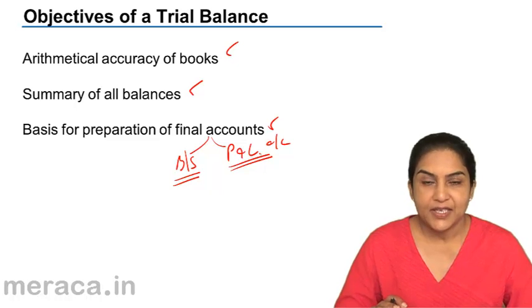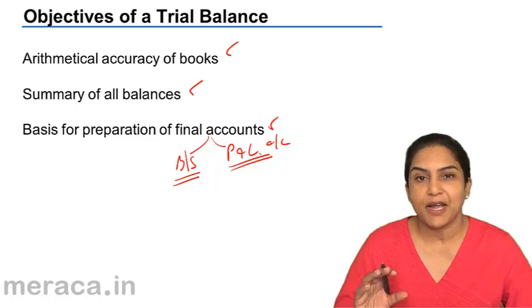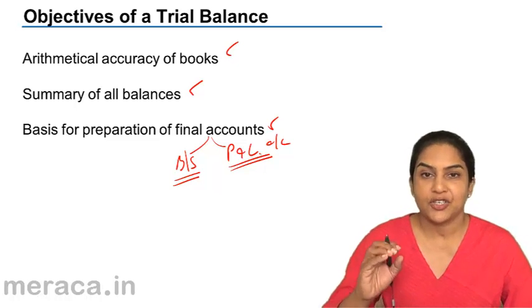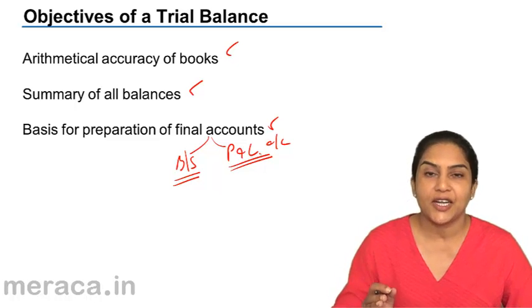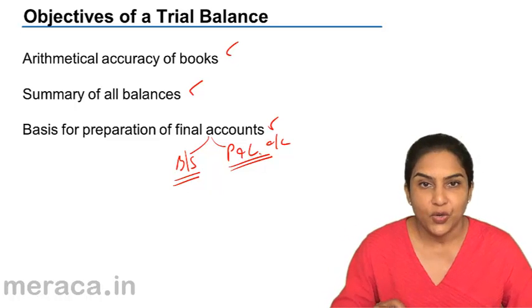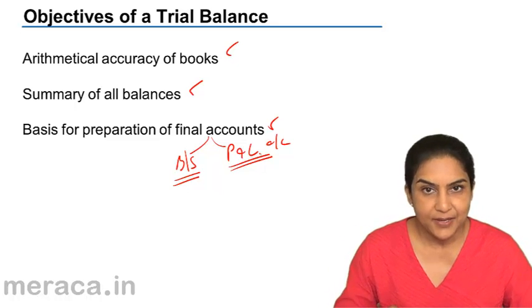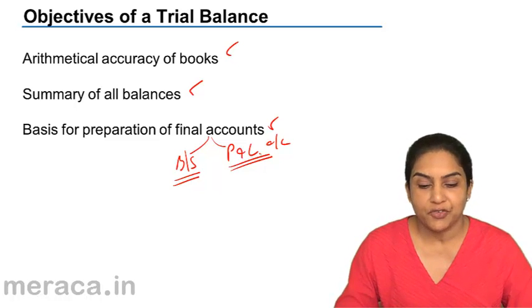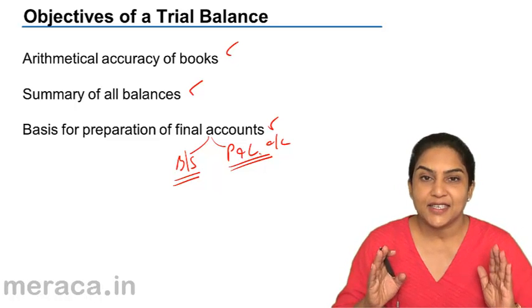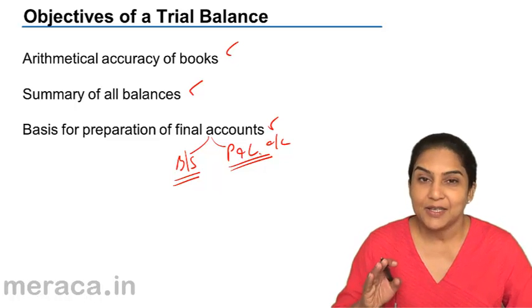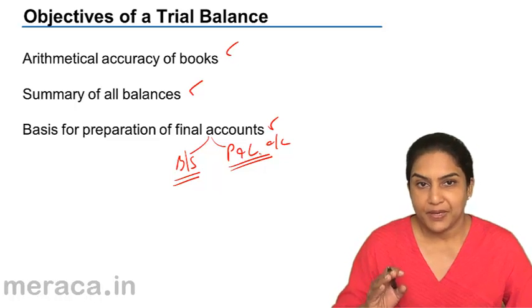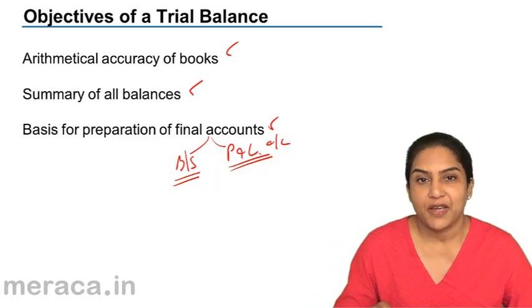So the trial balance ensures more or less some kind of accuracy. It reassures us that there is some kind of accuracy in the books when both sides tally. When it does not tally, we look for the errors and try to locate them till the trial balance agrees. So, one of the objectives of a trial balance is to ensure the arithmetical accuracy. Secondly, there is a summary. At one glance, we get all the balances in one place. And finally, it is the basis for the preparation of the final accounts, for the profit and loss account and the balance sheet.